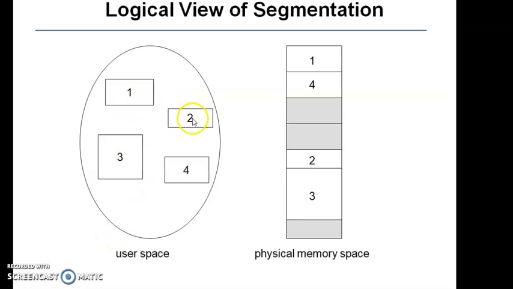We have four segments here: 1, 2, 3, 4. This is also called user space. You can assume that 1 is the code segment, 2 is the data segment, 3 is the extra segment, and 4 is the stack segment used in the 8086 architecture. Then these user segments are mapped to the physical memory space. 1 is mapped at the top, 2 is mapped in the middle, 3 is mapped to the bottom, and 4 is mapped below the 1 here.